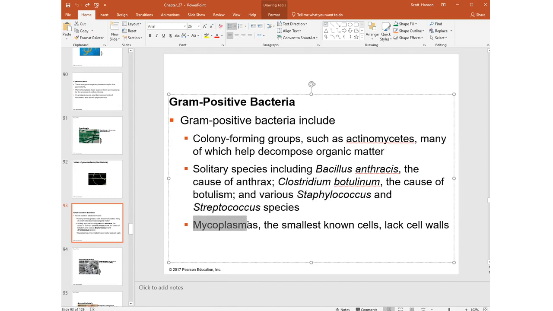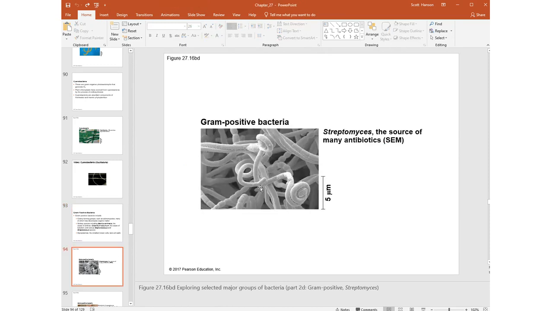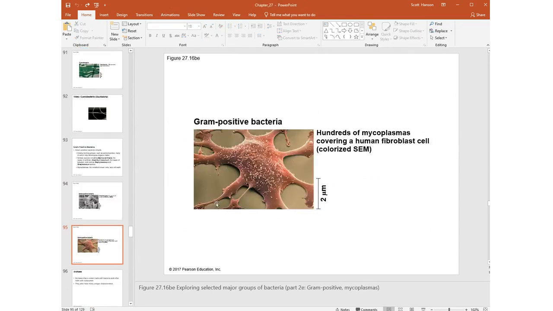There are mycoplasmas. Myco means fungus, and they're the smallest known cells, and they have no cell walls. And so here's some Streptomyces bacteria, kind of interesting shapes. And here's some mycoplasmas, hundreds of very, very small mycoplasmas, covering a human fibroblast cell. The fibroblast cells are in connective tissue in the human body.